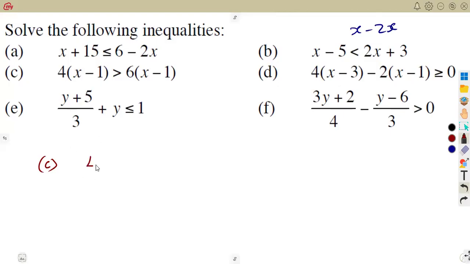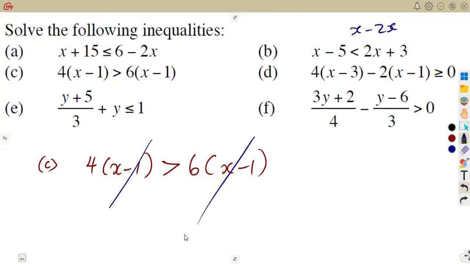On C, we are given 4 into x minus 1 that is greater than 6 into x minus 1. So you'll be saying, because x minus 1 is the same, let me cancel like this. That is wrong. That is totally wrong. We haven't solved for x. We need to solve what is x. The moment you divide this, we have removed that x that we want. So how do we solve if it is given like this?